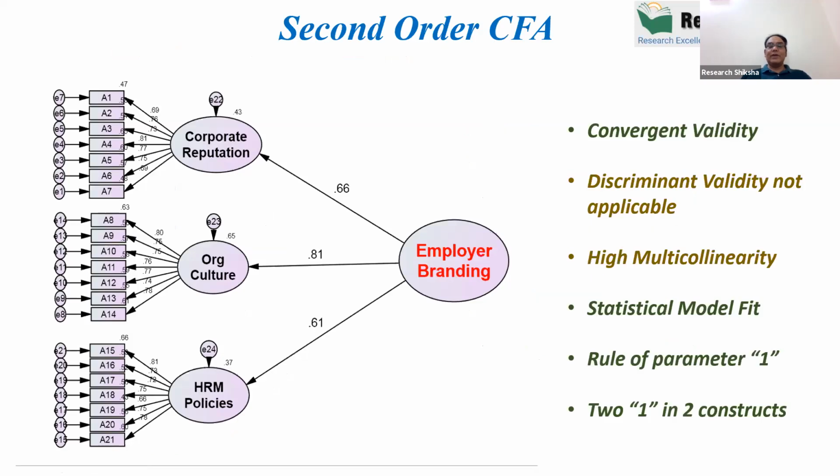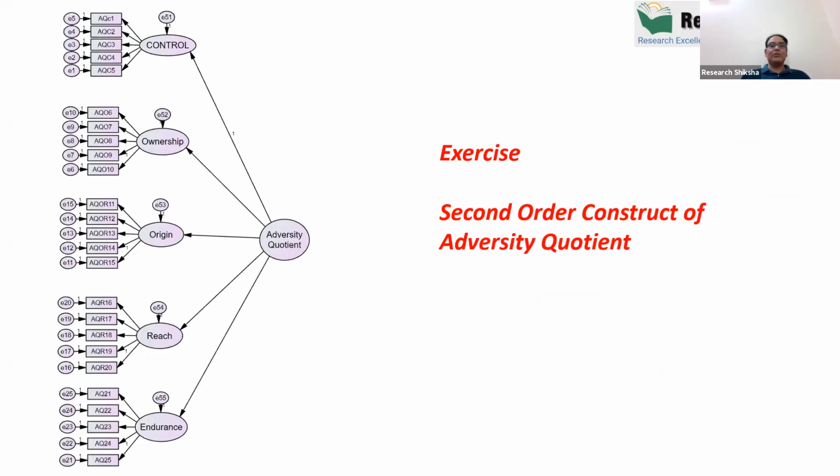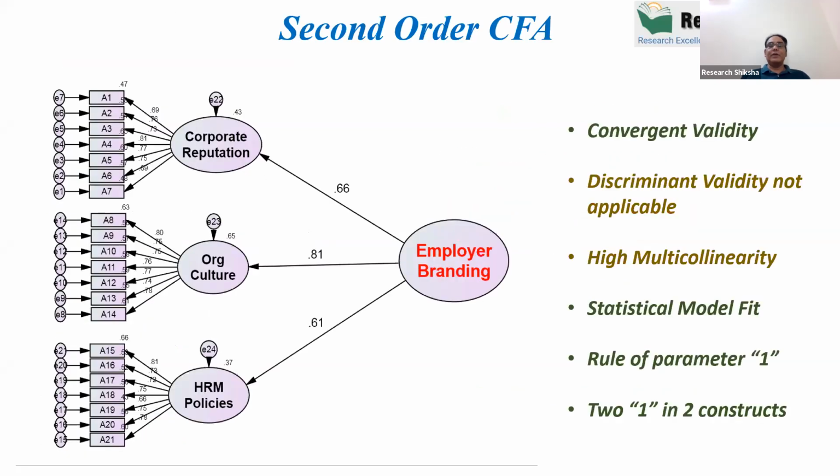And now I'm discussing the second order construct. So there is second order CFA. I'm showing you 3 examples of second order CFA. This is example number 1. In this case, employer branding is known as the second order construct. The second order construct consists of 3 first order constructs like corporate reputation, organization culture, and HRM policies.